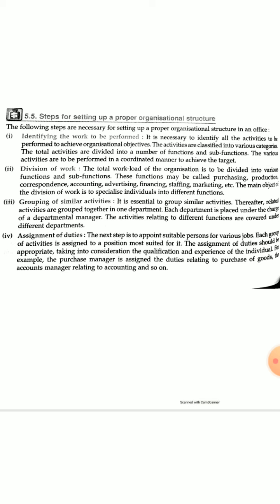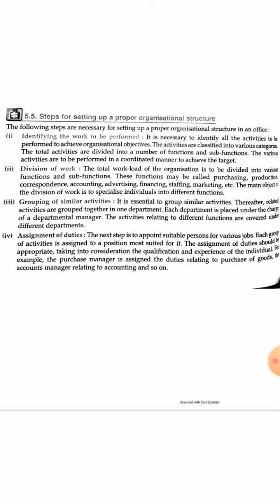The first step in setting up a proper organizational structure is to identify the work to be performed. It is very necessary to identify the activities to be performed to achieve organizational objectives. And the total activities are again divided into functions and sub-functions. Like the main overall activity of a company may be to produce good quality products. Now for this, different functions at different levels will be performed, then only the final outcome will be favorable. So to achieve this outcome, the work to be performed must be identified.